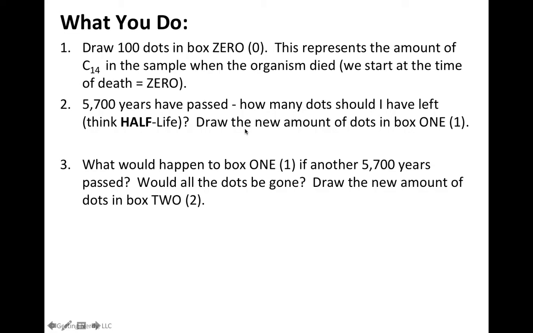All right, if you said 50 dots, you are correct. Winner, winner. So, half-life, 50 dots. Remember, half of 100 is 50, so that's their half-life. And we're just saying 5,700 because half of the carbon is left after those years.